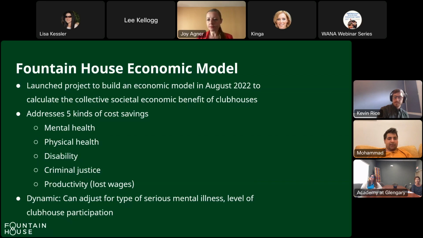So when constructing our economic model, which we've been working on for coming on 2 years, we tried to look at the existing array of research and data that's available that looks at the measures of mental health or healthcare costs, focusing specifically on SMIs. And we broke those costs out into 5 discrete categories as represented here. We have mental health, physical health, disabilities, criminal justice, productivity, which is an indirect measure such as wage loss, and then creating a dynamic model that's based on regression-based modeling to look at how those costs adjust relative to participation in a Clubhouse setting.